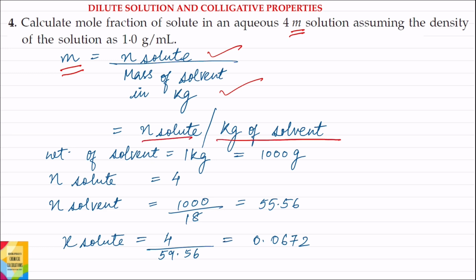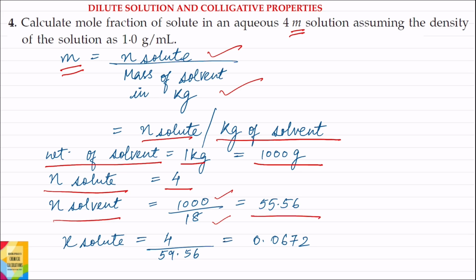So if the molality of the solution is 4m, then we can say that 1 kg of solvent contains 4 moles of the solute. So the weight of the solvent will be 1 kg. We convert this into grams, that is 1000 grams. And moles of solute present in 1 kg of solvent is 4. Now the solvent is water. So moles of solvent is equal to weight divided by molecular weight of water, that is 1000 divided by 18, and this is equal to 55.56 moles.